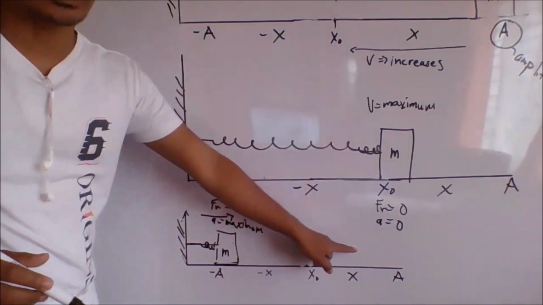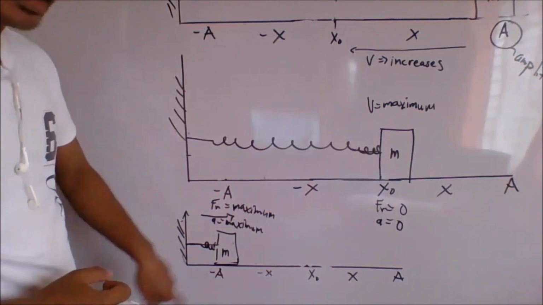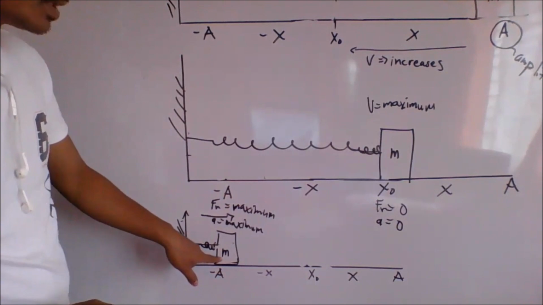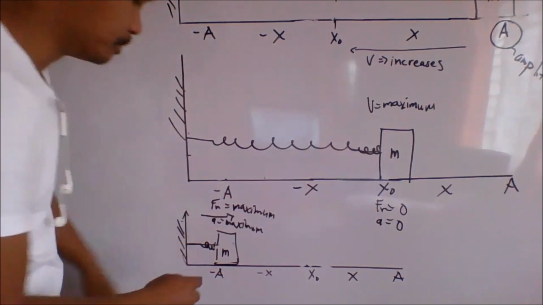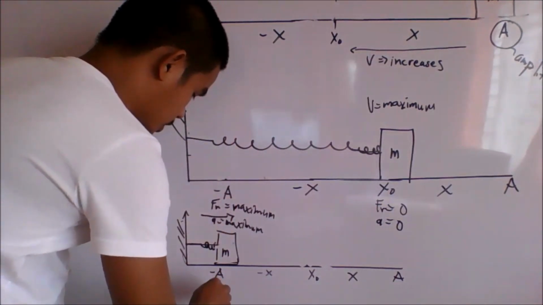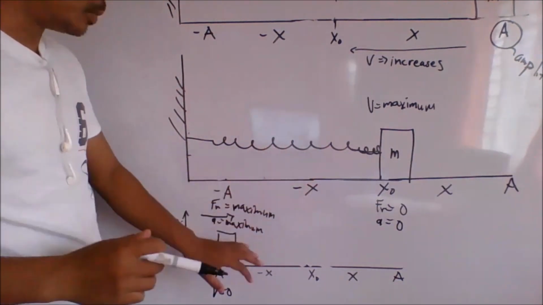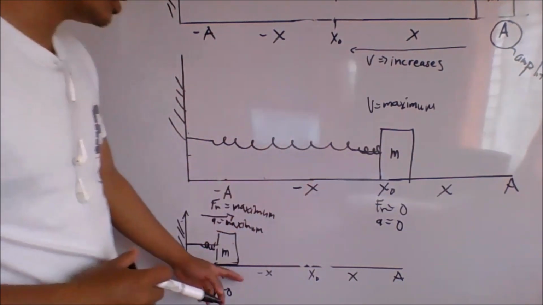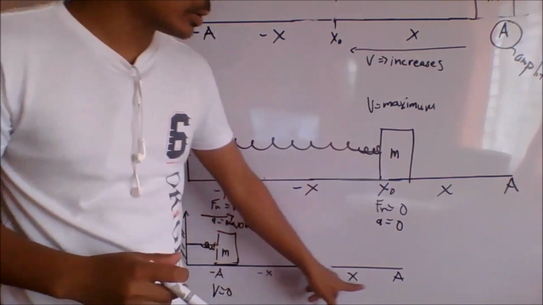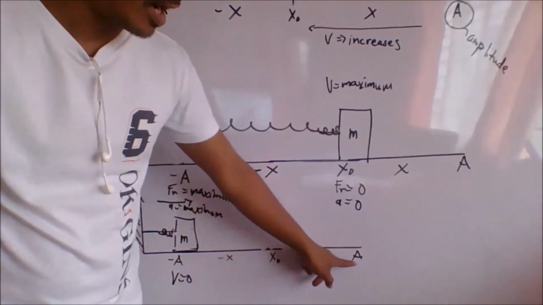But what will happen to the velocity when it comes to negative amplitude? It will stop. It will stop at this position, negative amplitude. If that object stops, then velocity equals zero. And then since this block is oscillating, it will return to the equilibrium position, and then go back to the amplitude, first at x and then to amplitude.